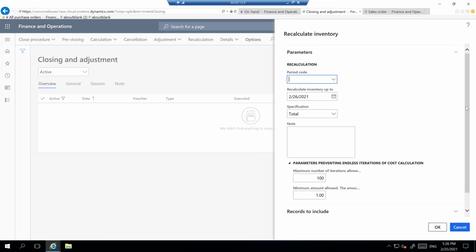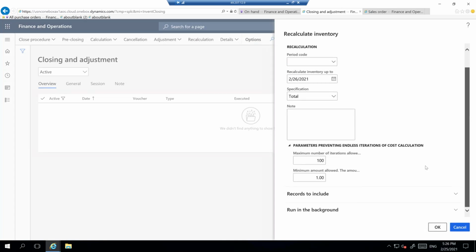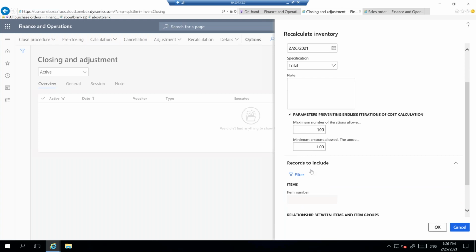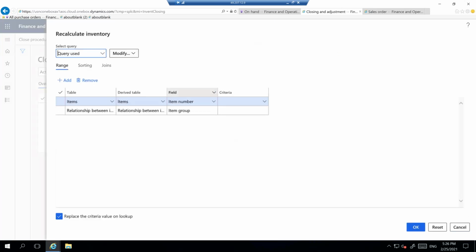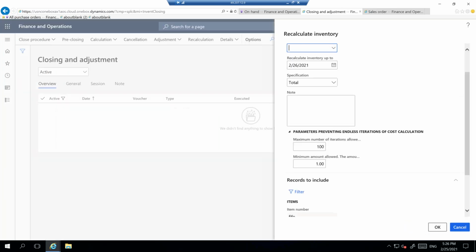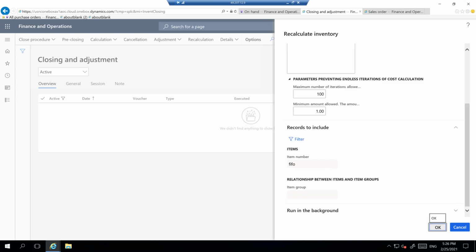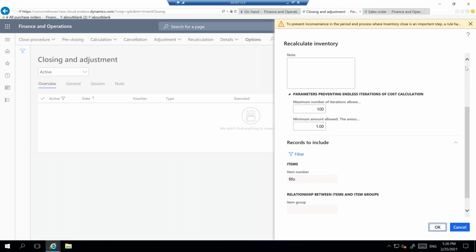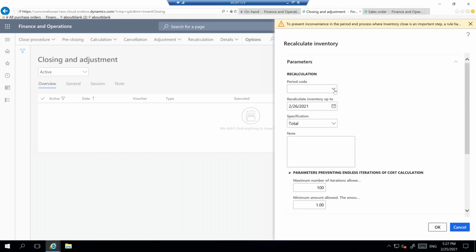Now I would like to execute for item FIFO. Usually we will not do for one specific item, but for understanding purpose we are doing it only for item number FIFO. Click OK. Okay, now execute. It is asking for one period code.